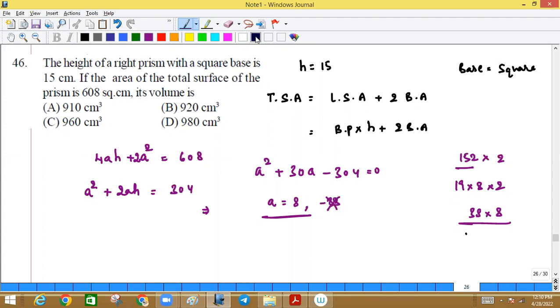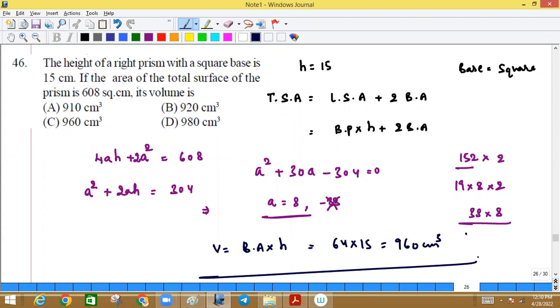He's asking you what? Volume is base area into height. 64 into 15 is 960 centimeter cube. a square into h, because base area into height. What is the base area when the side of a square is 8? 8 times 8, 64 is the base area. What is the height? Height is given as 15.